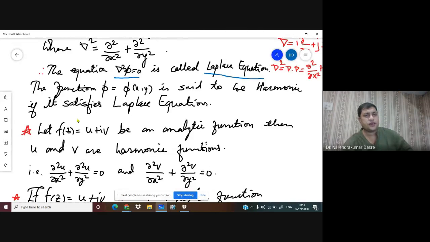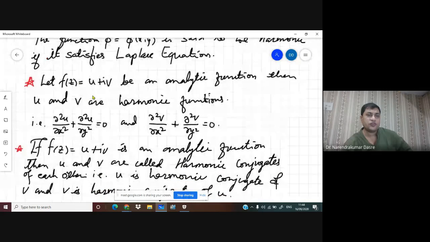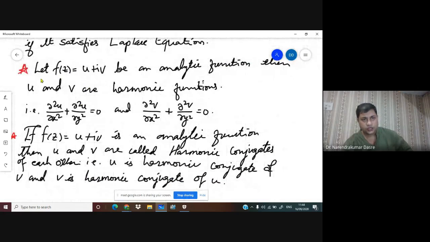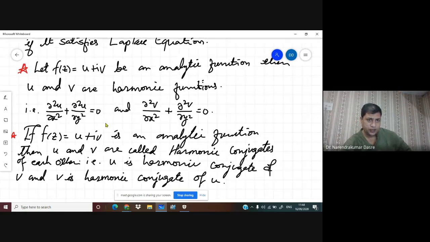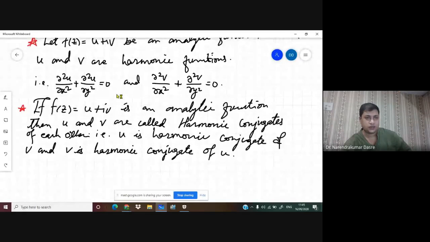Now the question is how this harmonic function is related to analytic function, because we are exploring analytic functions. What we know is that f of z is going to be analytic. So if f of z is equal to u plus iv is an analytic function, then we can guarantee that this real part and this imaginary part both are harmonic functions. That means they will satisfy the Laplace equation.